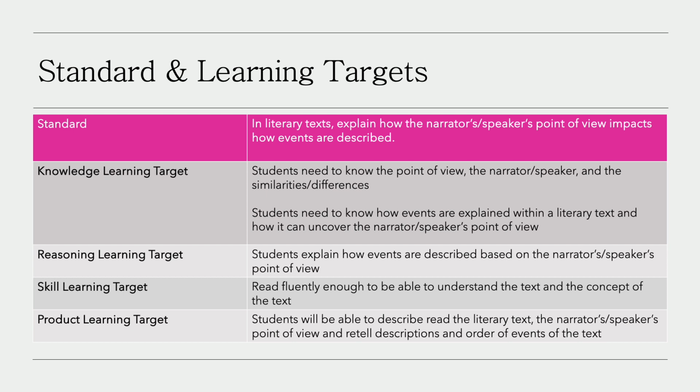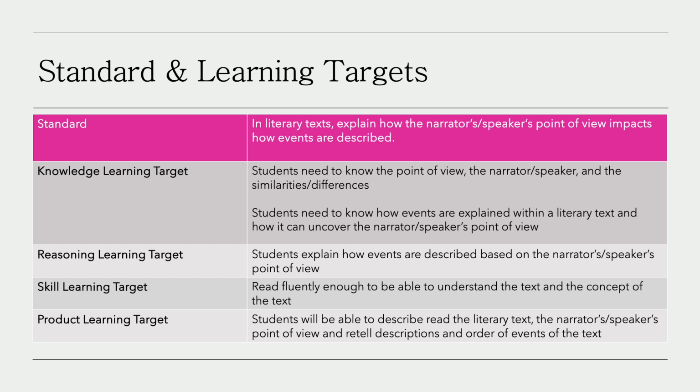The standard for student learners is to explain how the narrator's or speaker's point of view impacts how events are described within a literary text. There are 4 learning targets for this standard.